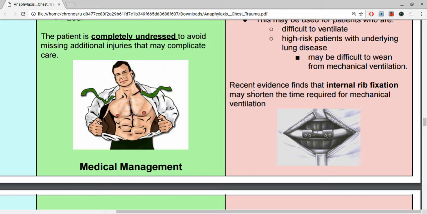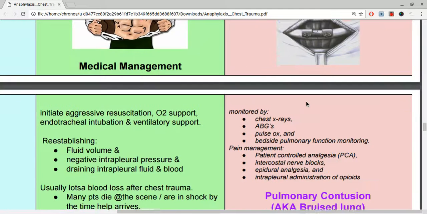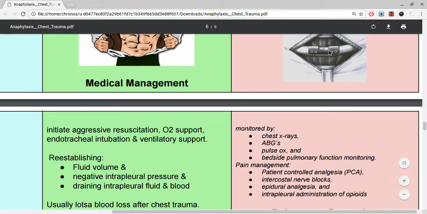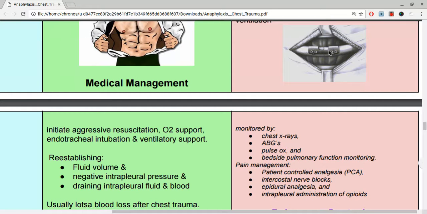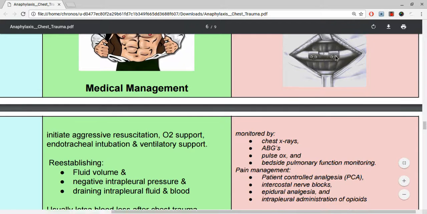And this is just a little snippet of information. Recent evidence finds that internal rib fixation may shorten the time required for mechanical ventilation. And this is an internal rib fixation. Basically anything that fixes the rib cage in place when it's broken. It's usually like little metal things or some kind of splint that's put right there.